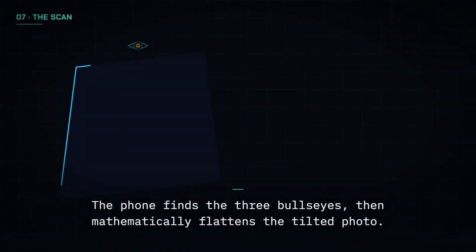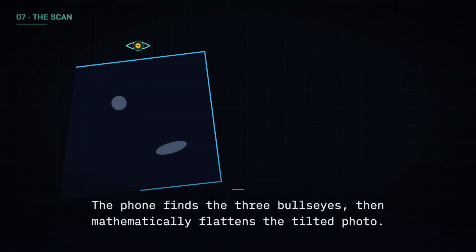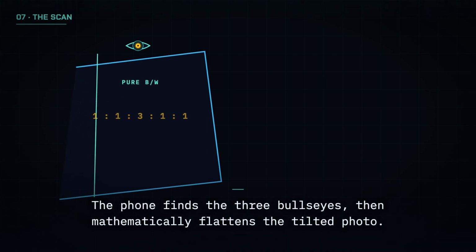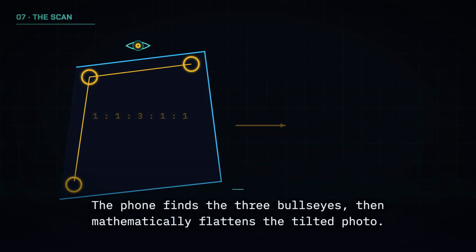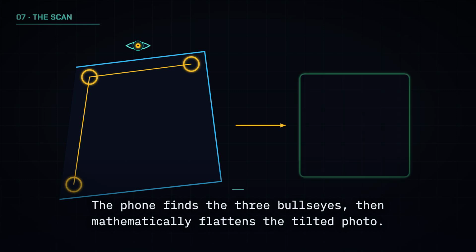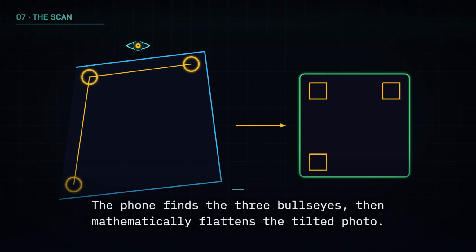Now flip to the phone side. Your camera does not see squares. It sees millions of pixels in a messy photo, shadows, glare, a tilted angle. The software converts the image to pure black and white, then sweeps it for that 1:1:3:1:1 bullseye ratio. Found once, twice, 3 times, the corners lock in. From 3 known corners, the software computes the exact tilt and stretch of the code and mathematically flattens the photo as if you had scanned it head-on.